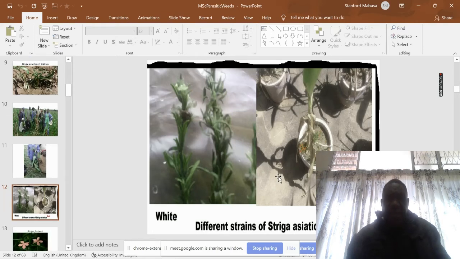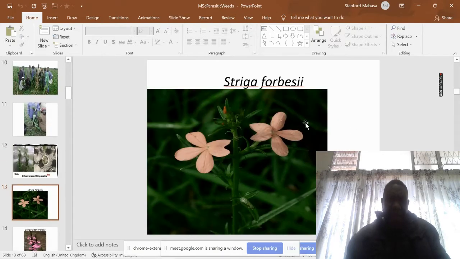Now, there are different strains of Striga asiatica in Zimbabwe. We have got the white flowered striga, which we find in the northern part of Zimbabwe around Mzarabani area. And the common one is red flowered. Another parasitic weed which we have in Zimbabwe is Striga forbesii with the pink flowers.